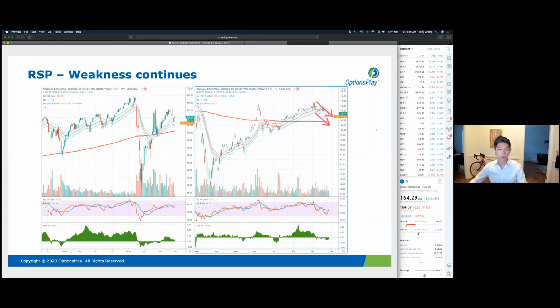Same thing here for the equal weight S&P 500, in a very similar price pattern. We have lower lows and lower highs. The RSP is a little stronger from the perspective of the weekly chart, still above the 20-week moving average, and still above the 200-day moving average on the daily chart, but a break below that certainly puts us into significantly weaker territory. So as you can see, domestic equity markets are still actually the strongest out of the global markets.